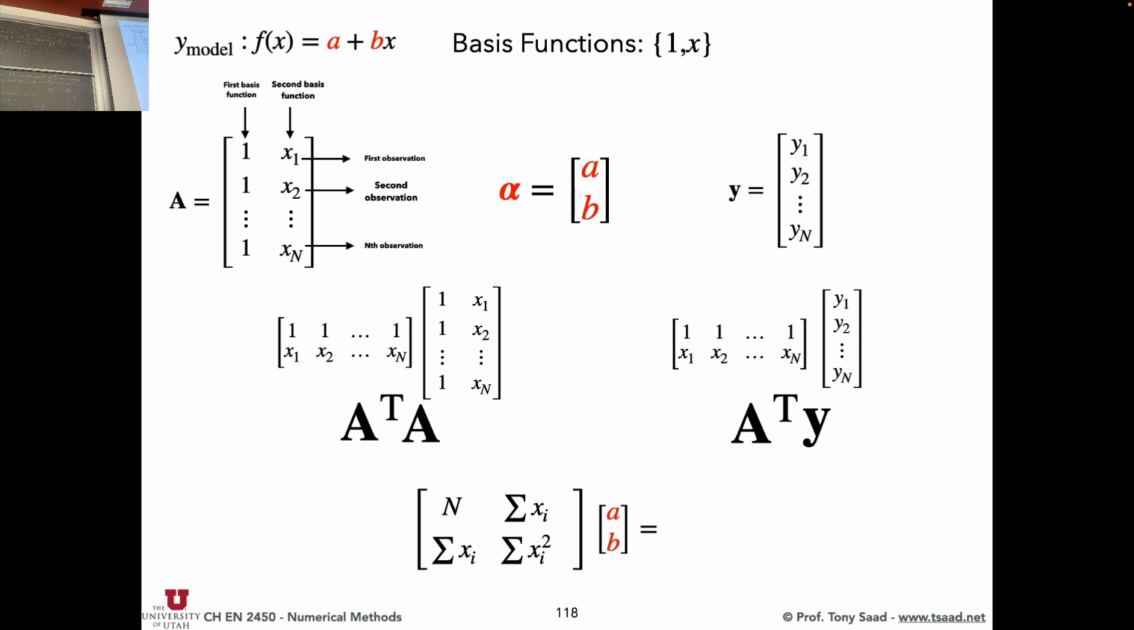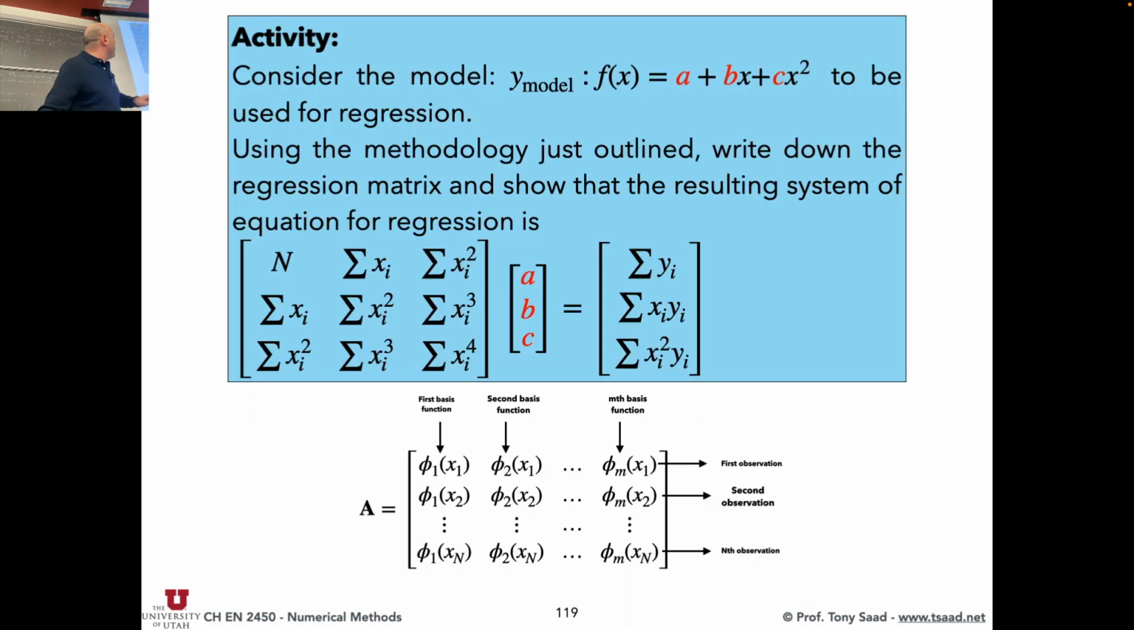Who got the regression matrix A? I see many hands. Okay, good. So remember now, once you get that, do the multiplication A transpose times A to get this coefficient matrix, and A transpose times Y, you're going to get this vector for the right-hand side.